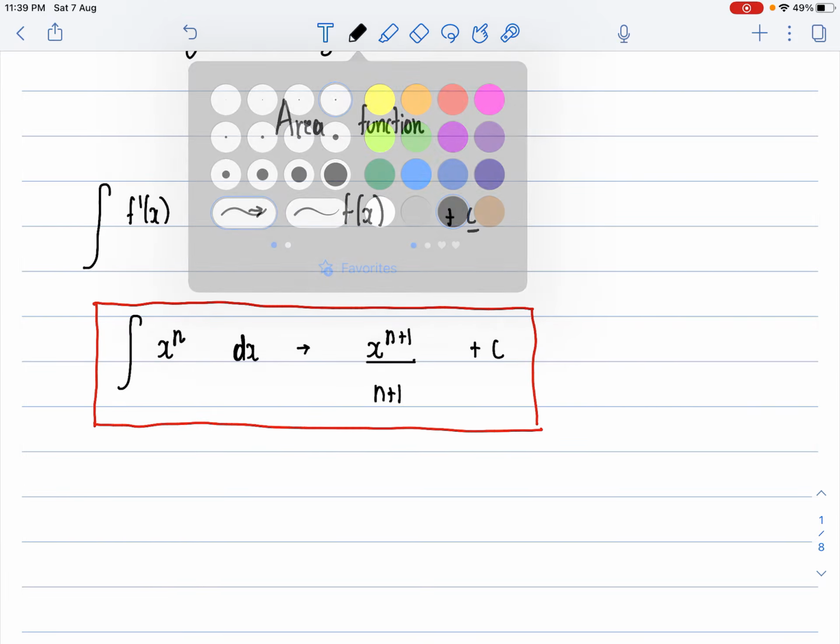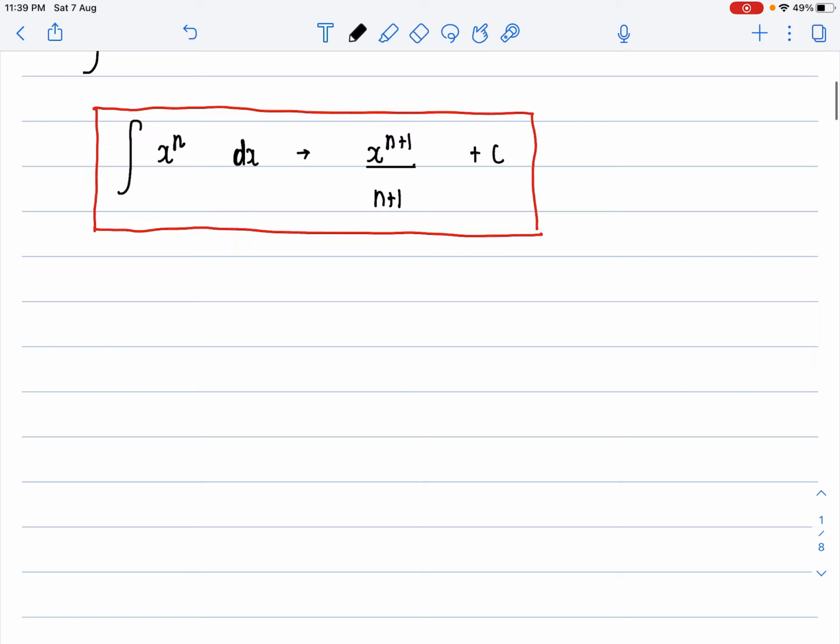Now, if I give you a question, the integration of x raised to 4 dx, correct? This is x raised to 4 plus 1, which is 5, divided by 4 plus 1, which is 5, plus c. We always add a c. You need to remember this. We add a c because there are no limits.